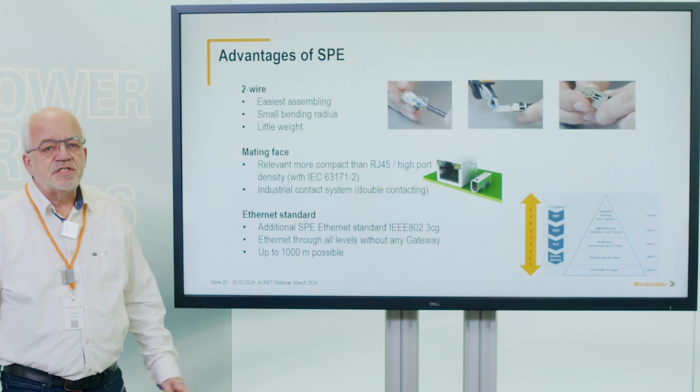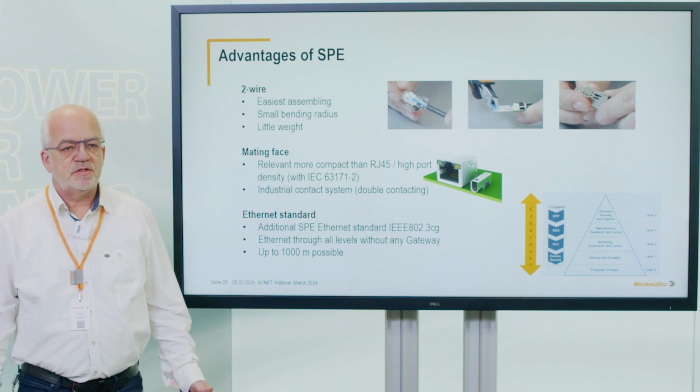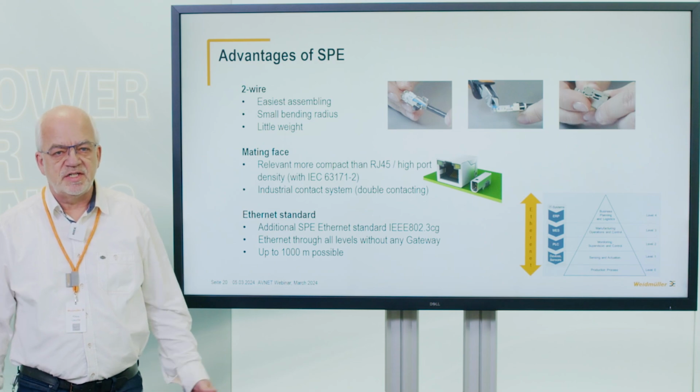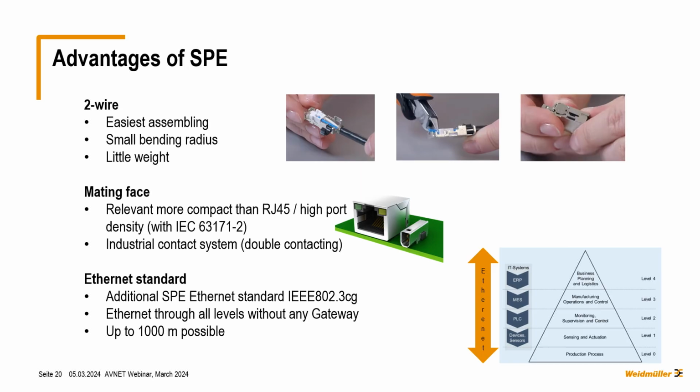Let's have a look at the general advantages of SPE. For sure, we have the standard advantage of a two-wire system, so it is very easy because you just have 2 wires instead of 4 or 8 wires with standard Ethernet. So you also have a smaller bending radius because you have a smaller diameter of the cable, and also, due to the 2 wires, a little weight, which is also interesting in some applications.